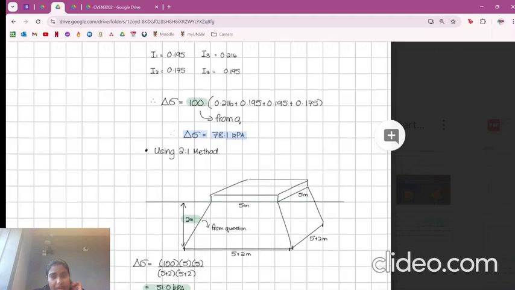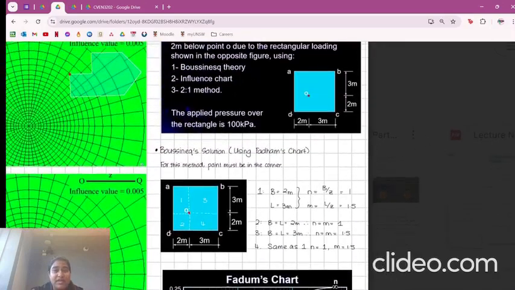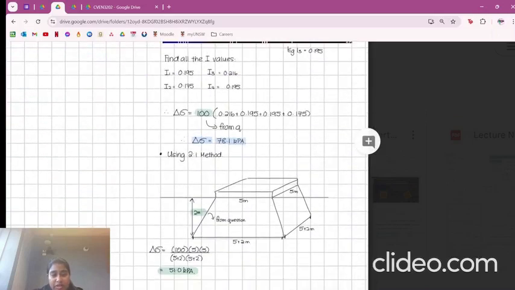I went through that quite fast, but that method isn't too bad, because you just take the diagram that they've given you, you split your sections accordingly, and then all of the answers should be on the Fadam's chart here. So as long as you learn how to read that well, you'll be fine with that question there.